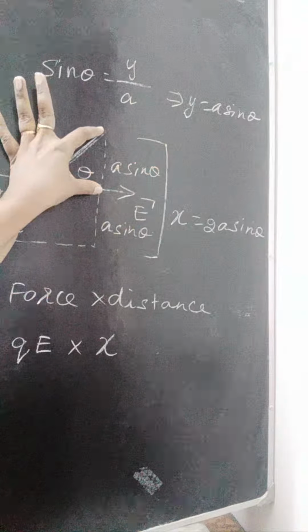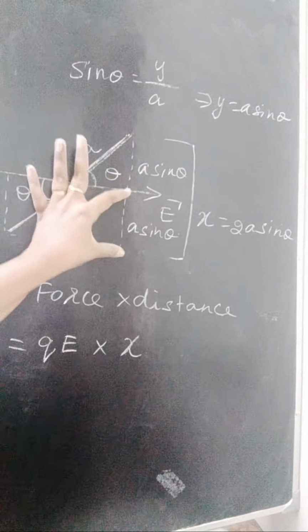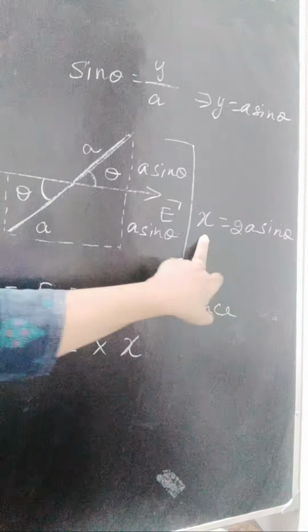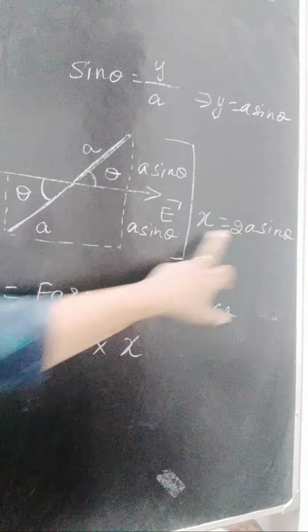In the distance we will know how much. This is a sin theta and this is also a sin theta. What about the total x? It will be a sin theta plus a sin theta, which is 2a sin theta.